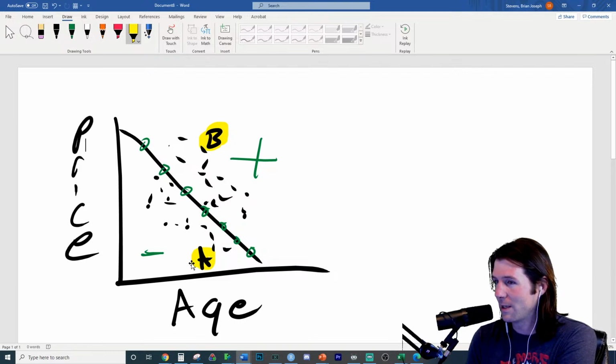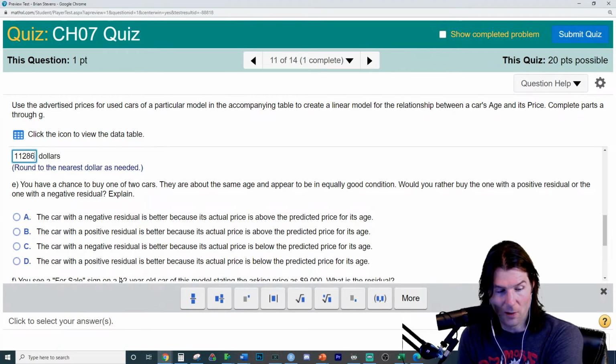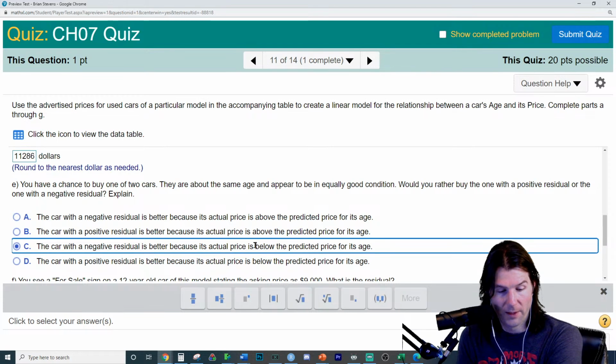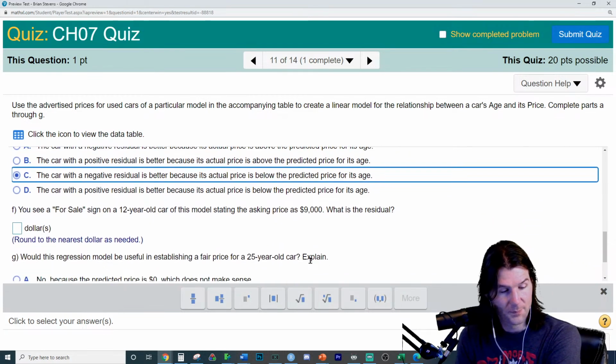We definitely want the negative residual right here because it has a much lower price than we would predict. So the car with the negative residual, because its actual price is below what we would have predicted right here.